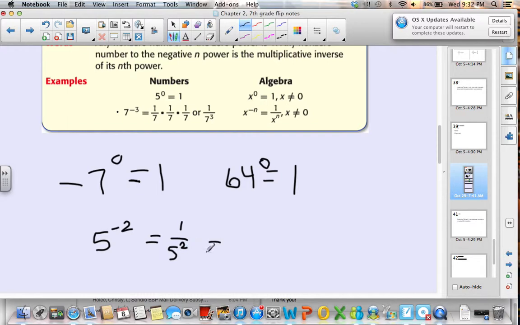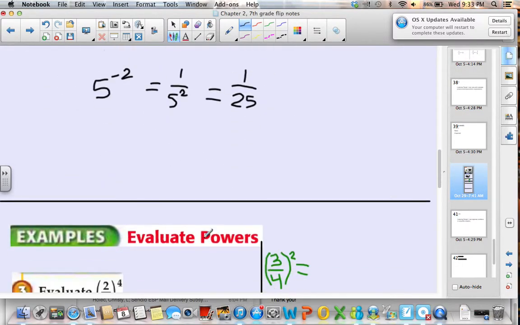And if we wanted to simplify that, or if we wanted to solve it, we know that 5 squared is the same as 5 times 5. So it would be 1 over 25. Okay?